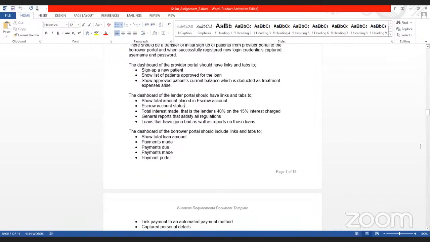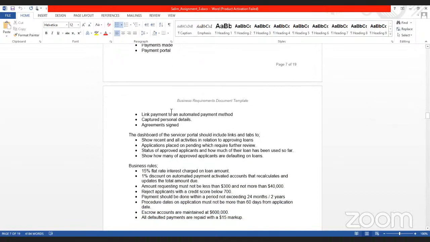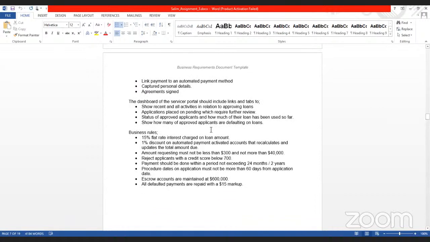The dashboard of the borrower should also have information linking to the loan amount they've taken, the payments they've made, amounts that are due, the due dates, etc. Basically anything that has to do with the payments, also a way of automating their payments, and they should be able to see any agreements that they've signed, and we should also be able to capture their personal details.